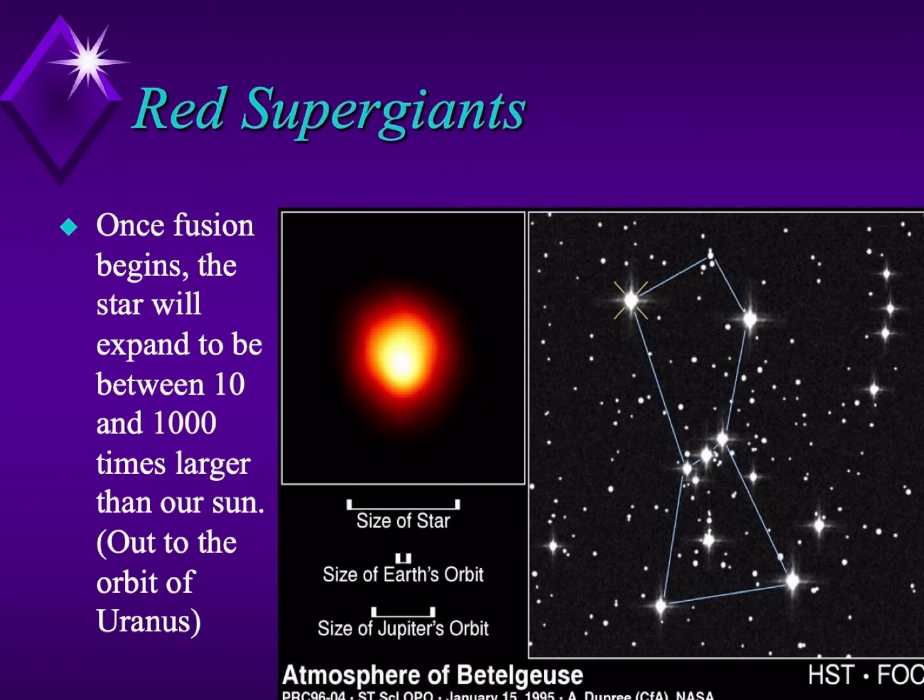Here in Orion, we see one of these massive red supergiants. The star Betelgeuse is a red supergiant. It is so large that if we took the Sun out of our solar system and replaced it with Betelgeuse, the star would extend out to the orbit of Jupiter. Some stars will expand even farther and would extend out to the orbit of Uranus if they were in our solar system. It's a good thing that this will never happen to our Sun.